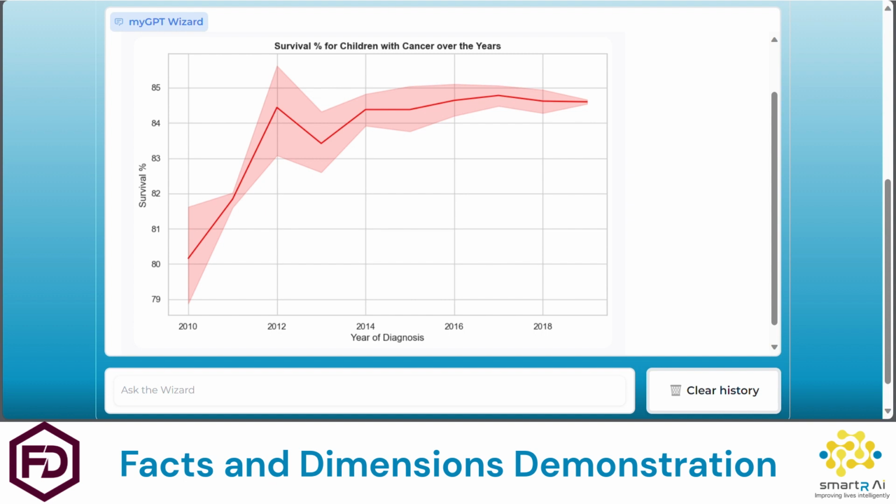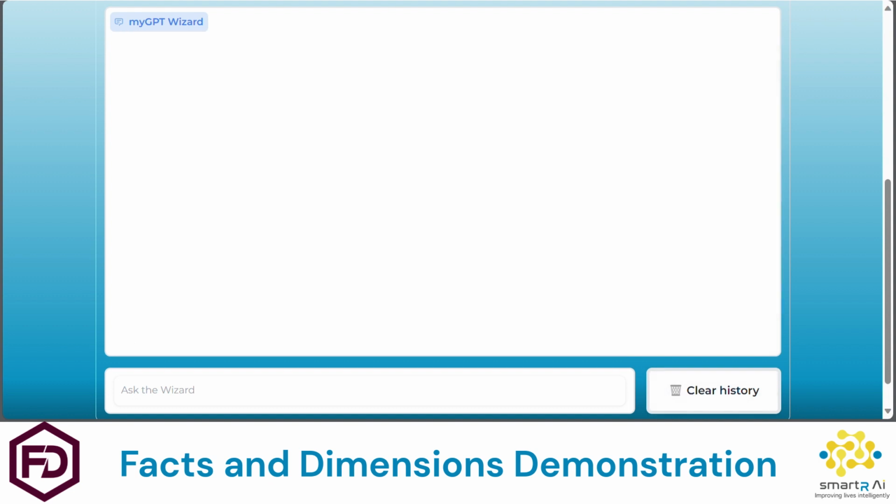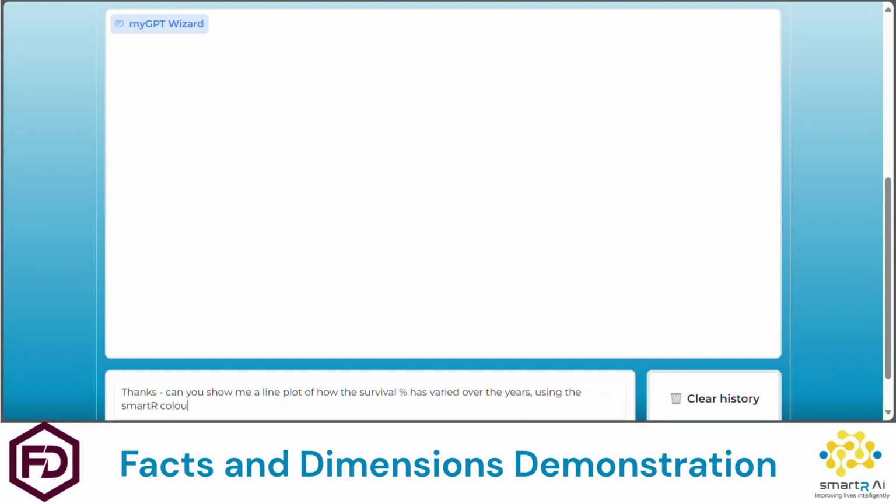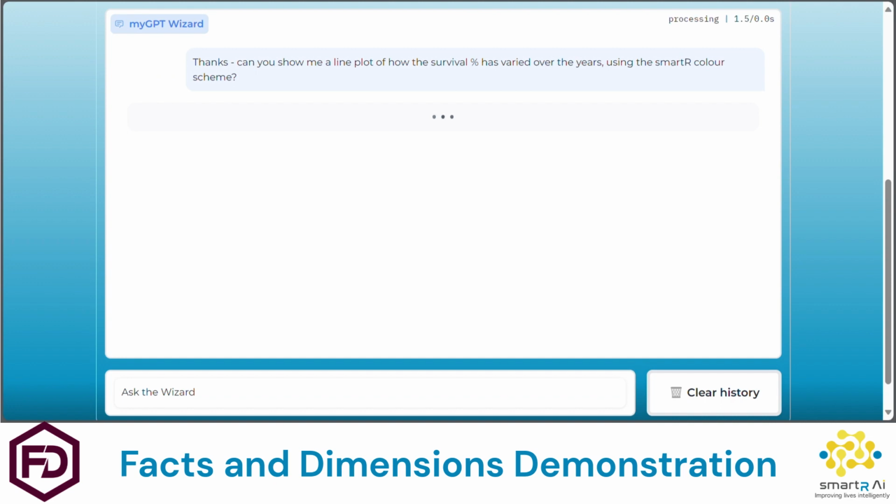Once you have created your basic graph, you normally need to mess around with it, converting it to the format a journal will accept or matching your institution's standards. MyGPT can help with that. Let me go ahead and ask MyGPT the same question, but this time I will add on that I would like the graph to be produced using the smarter color scheme. That should fit quite nicely with the background.